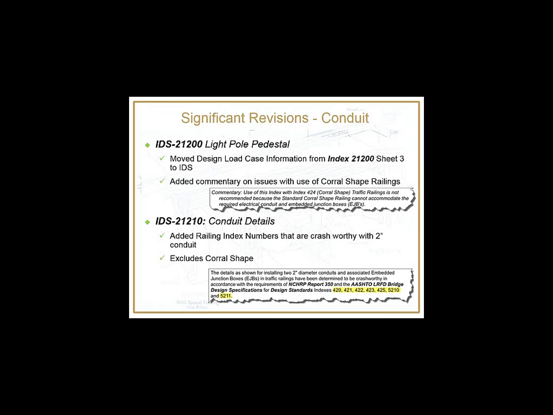The corral shape, which is really the post and beam, doesn't really accommodate lighting conduit very well. It's a very congested railing, and this is also shown under the conduit detail 21-210, with the problem primarily being getting the junction box in the back of the traffic railing without compromising the strength. So we don't recommend using the corral rail or using utility junction boxes embedded into the corral rail, and that's reflected in the notes on the instructions.